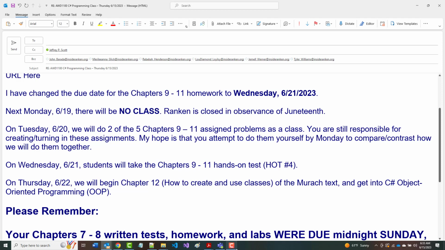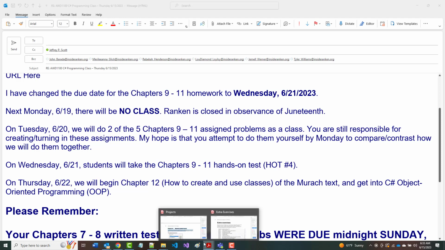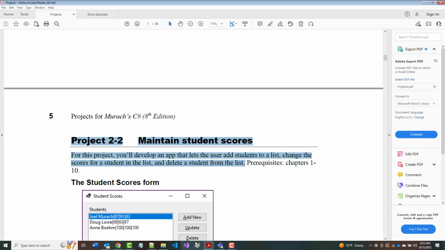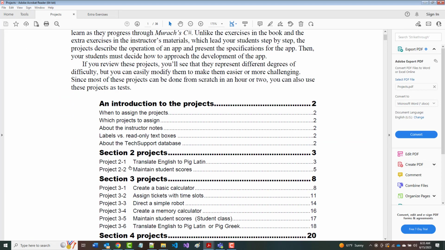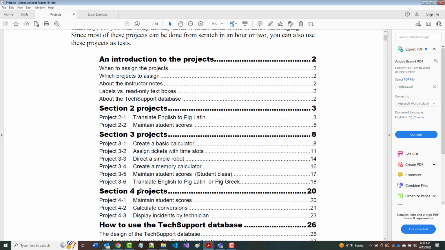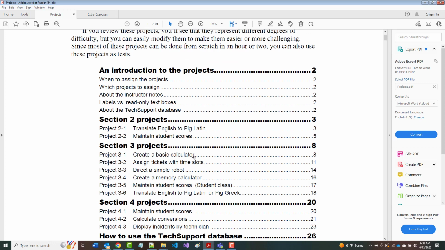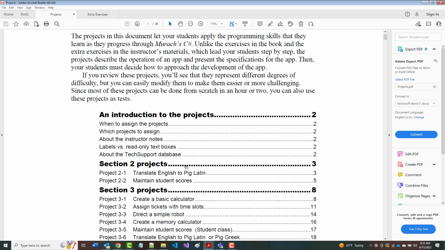Now, if you look in here, you'll notice for the projects, if I go back to the beginning, there are none. We're going to have several for the next section. So don't worry about that right now. We'll do some of them again as a class. But, okay, there they are.